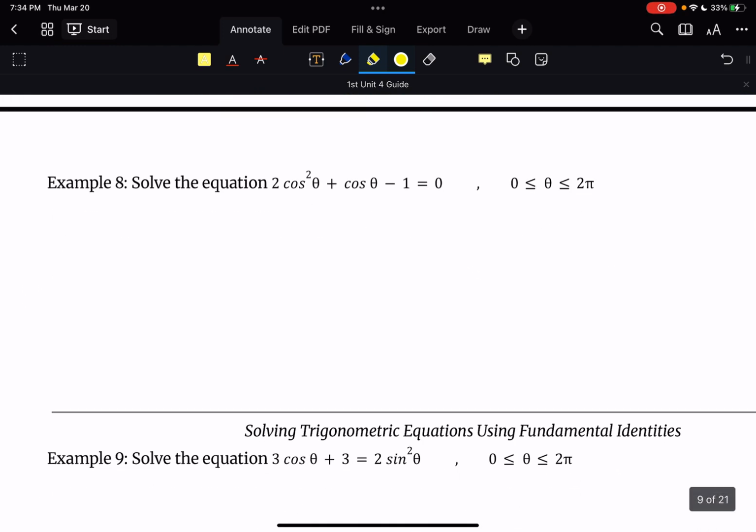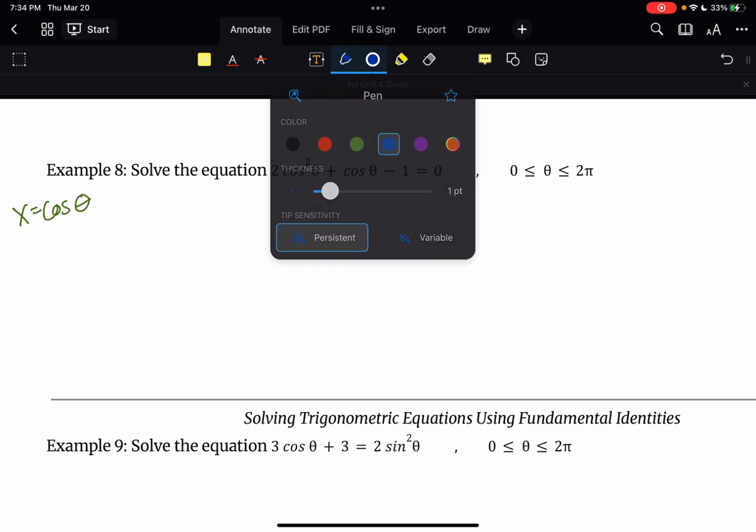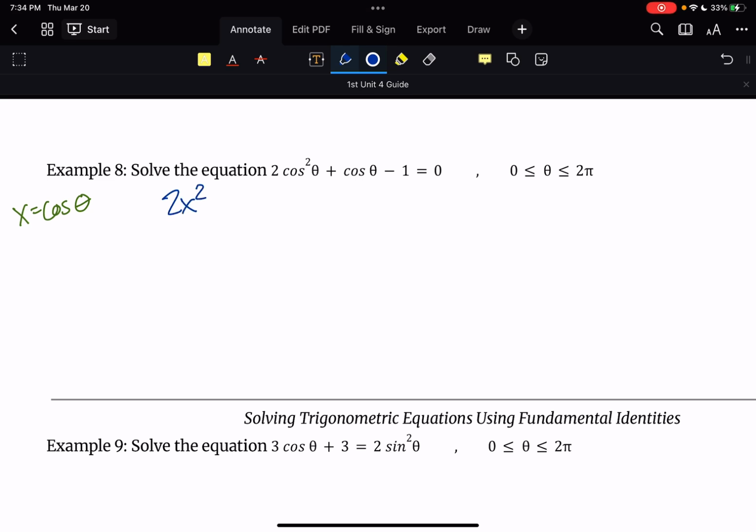On to my next one. So I have 2 cosine squared theta plus cosine theta minus 1 is equal to 0. Now the trig function is cosine, so I'm going to let x be cosine theta. I'm going to plug that in. So 2x squared plus x minus 1 is equal to 0.